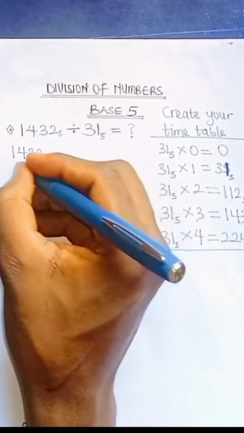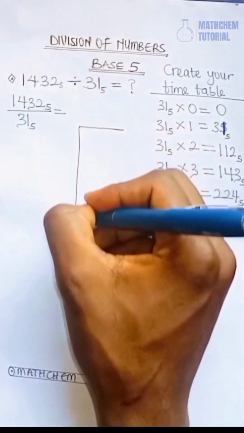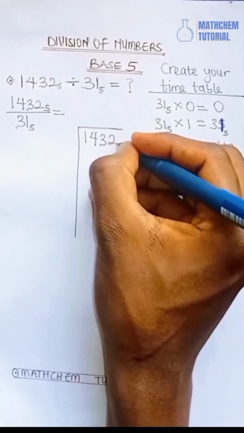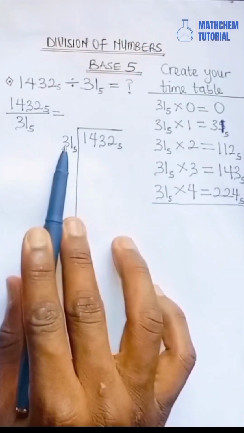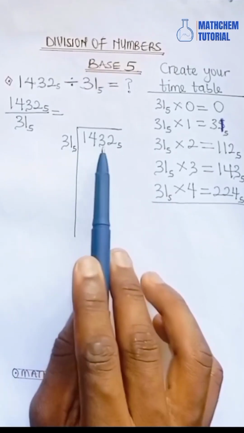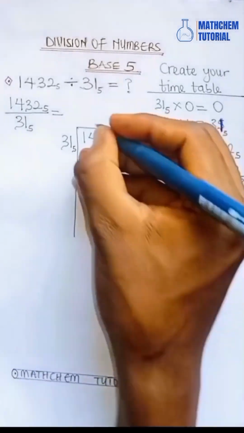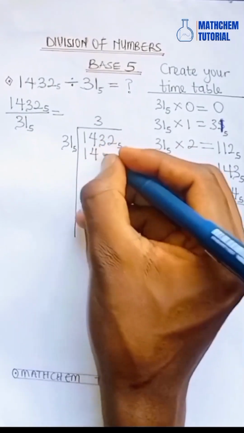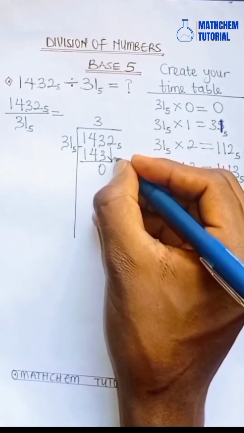Now let's rule our table. In the table, the 1432 base 5 is going to be in, while 31 is going to be out. So we begin by saying how many 31 can you see in 14? That is impossible. Then how many 31 can you see in 143? Looking at the table, that will be 3. So you write the 3 up, then 3 times 31 gives us 143. So we subtract.